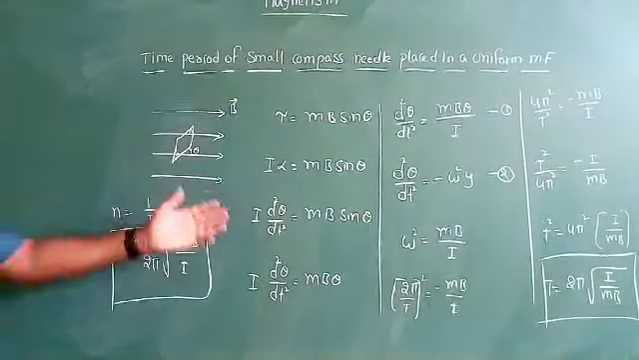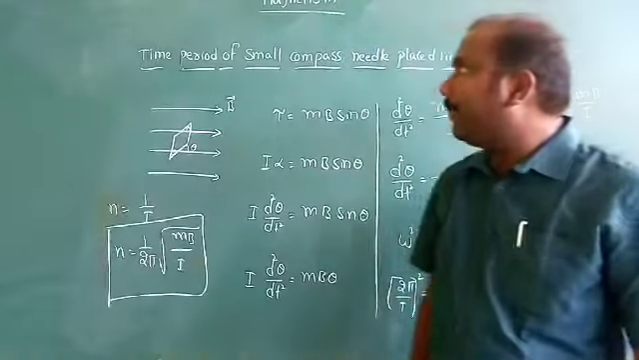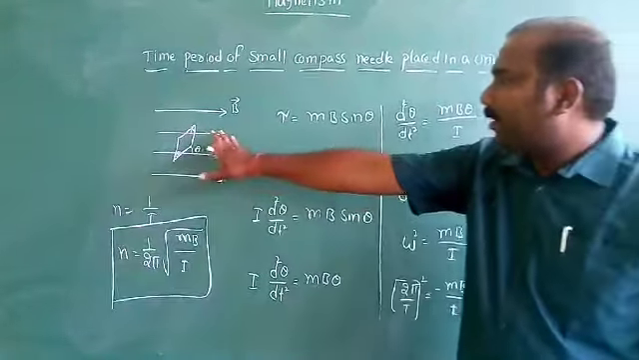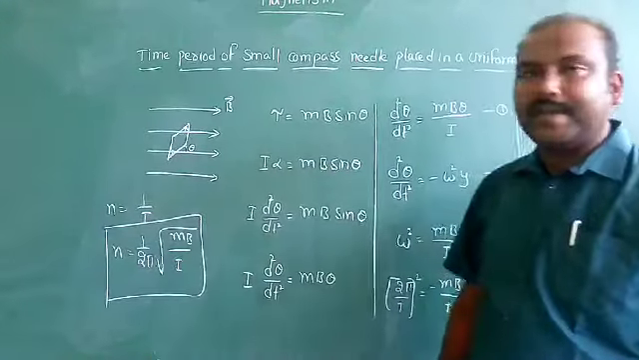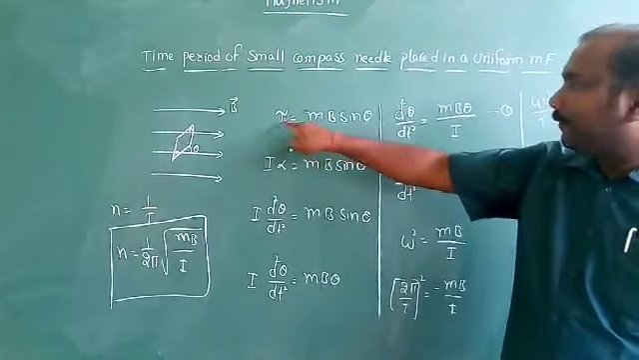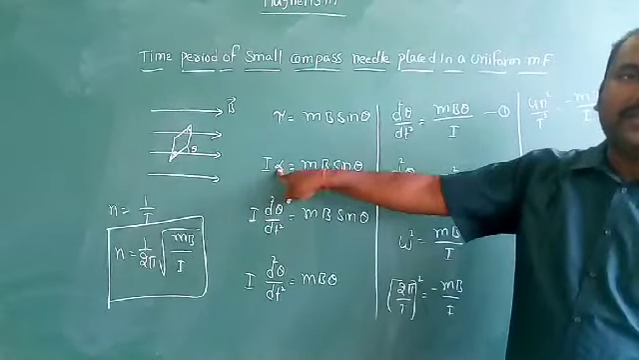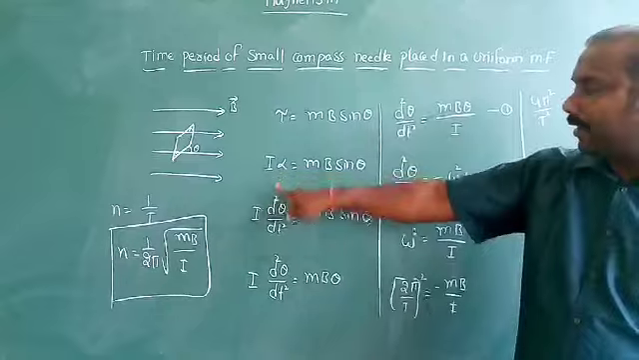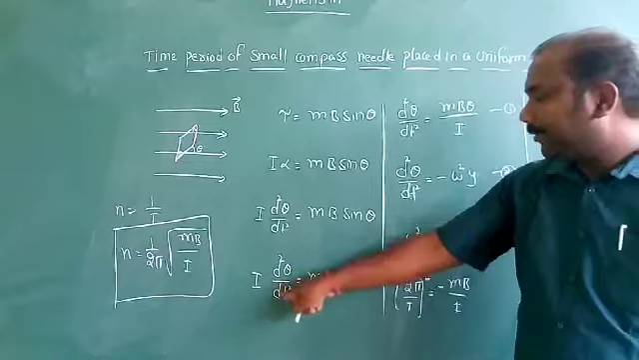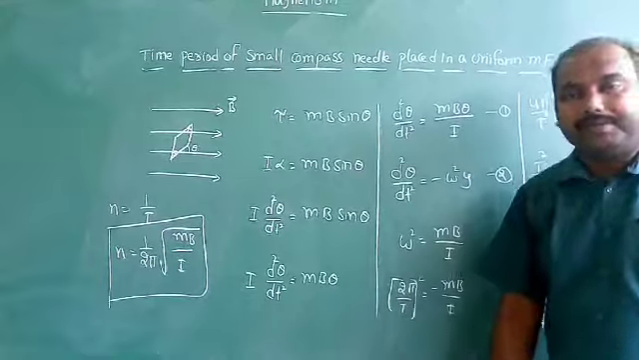So once again, all of you see the derivation. When the small compass needle is placed in a uniform magnetic field, in such a situation, we have to find the time period. It makes an angle theta. Now, we already know the torque acting on the dipole is given by tau is equal to mb sin theta. From the first year, torque tau is equal to I alpha. This alpha is nothing but angular acceleration. This angular acceleration we can write as d square theta by dt square. If theta is very small, sin theta is approximately equal to theta, that becomes mb theta.